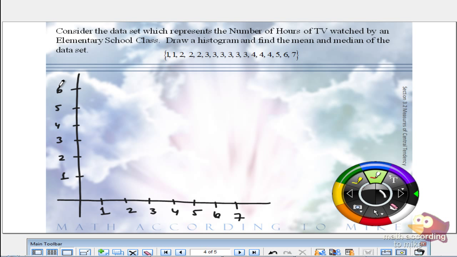So I'm using the same numbers on the axes. I went up to 7 for the x-axis though. But what do the numbers on the x-axis represent? Number of hours watched. And the y-axis represents, now say it, number of students is the y-axis.